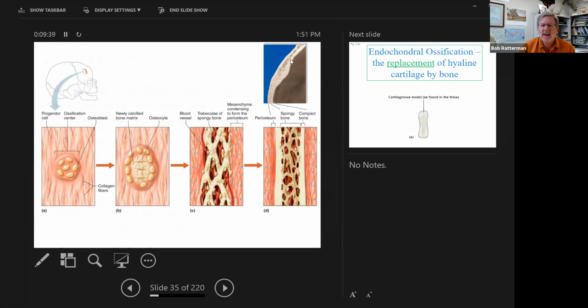So there's the exact diagram, a photograph rather, that I was envisioning as I was asking that question. So again, compact on the outside, compact on the inside. Here's your brain up here, and then here's spongy in the very center. So we often associate intramembranous ossification with more flat bones.